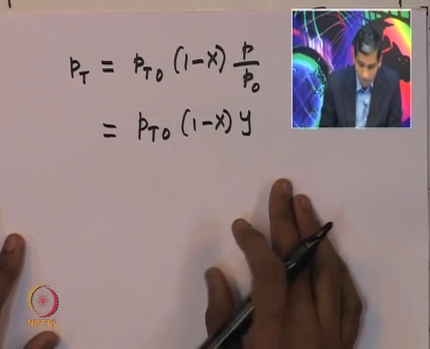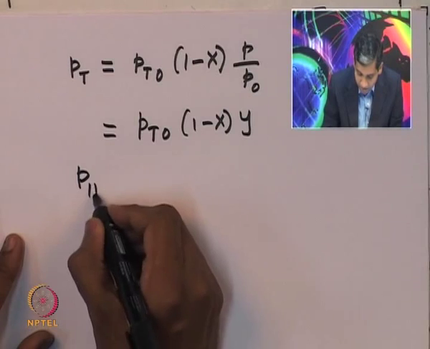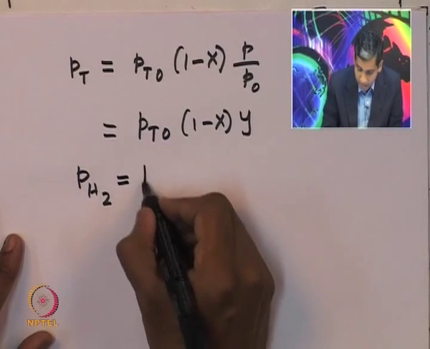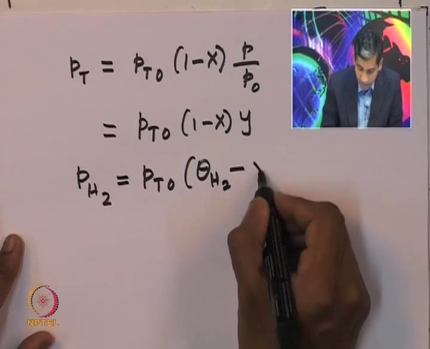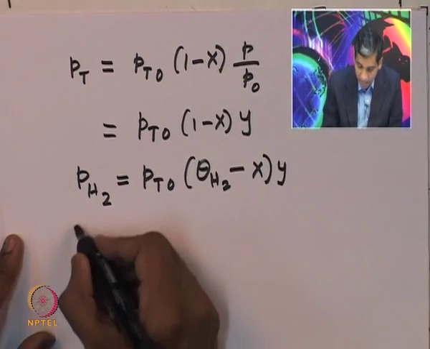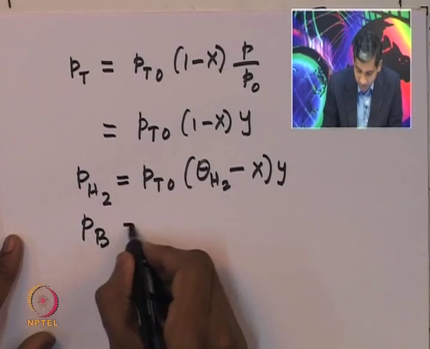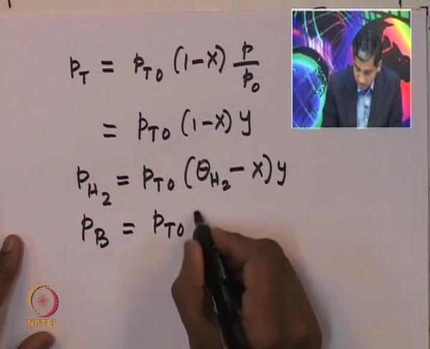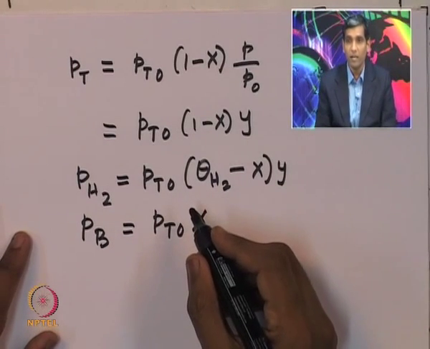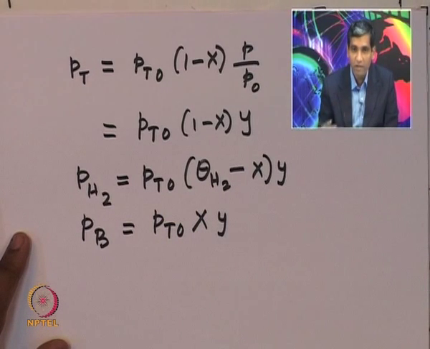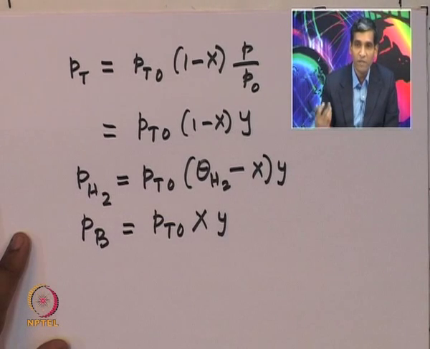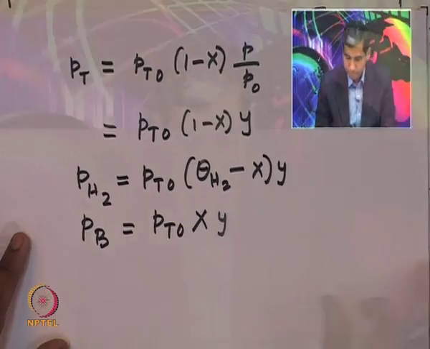Okay. Similarly, we can write the partial pressure of hydrogen as P_T0 multiplied by (theta_H2 minus X) into y, and the partial pressure of benzene can be written as P_T0 into X into y, where theta_H2 is the ratio of the amount of hydrogen which is present in the feed with respect to the amount of toluene which is present in the feed.